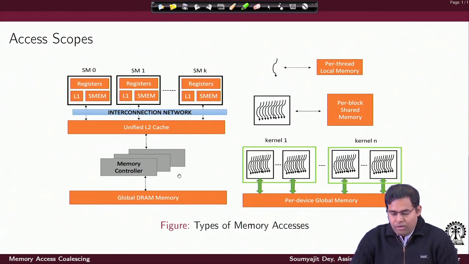And of course, you have multiple kernels, and in case you are executing concurrent kernels, which is a feature supported by modern versions of CUDA, that would mean multiple kernels executing together, and they can have their part of device access to the global memory.